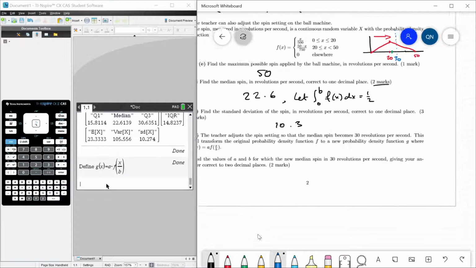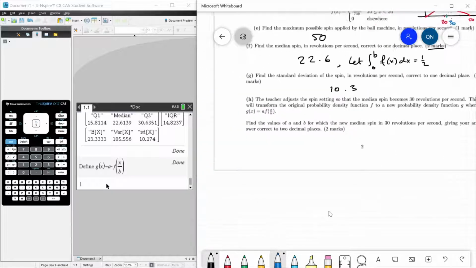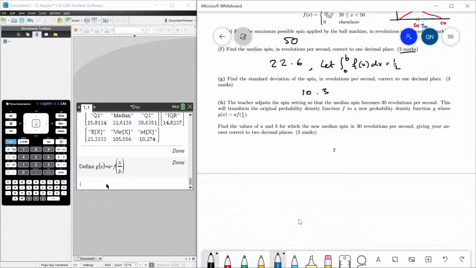Well, we know for 1, the area must be preserved. It must remain at 1. So we can say the integral from 0. Now, we want the integral of g. G is our new probability density function. We want this to be equal to 1. Now, 0 is going to stay fixed.